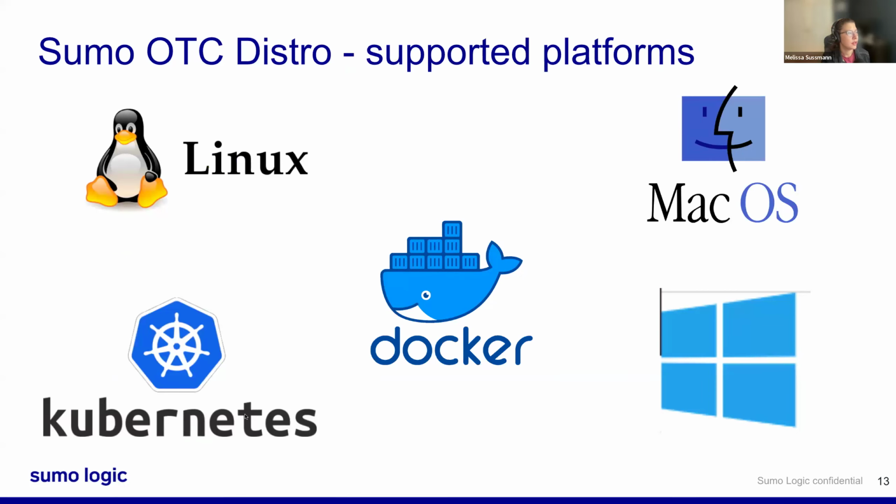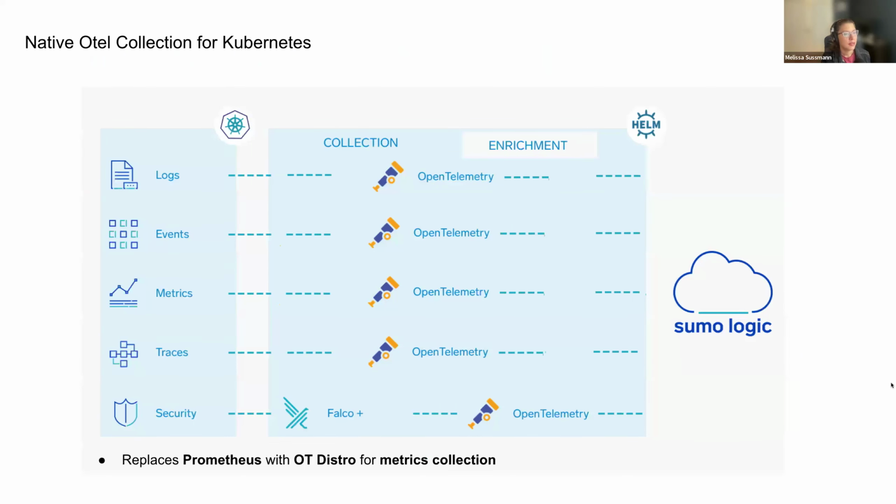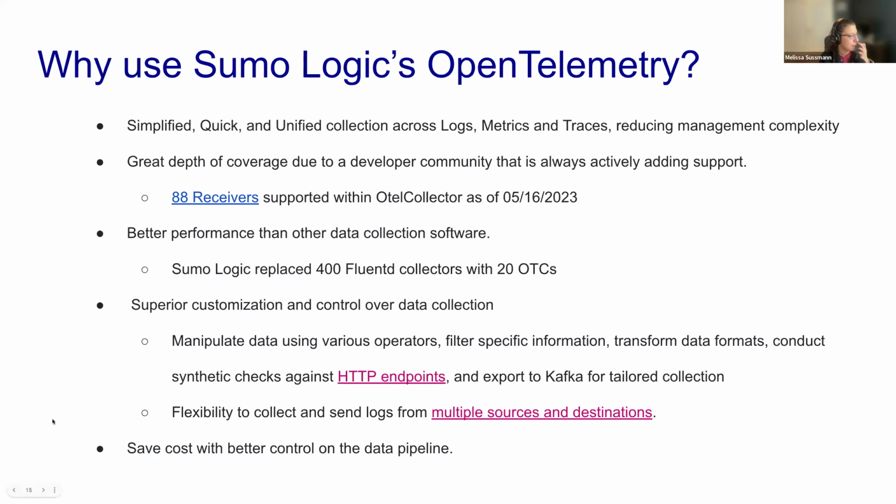So our distro, here's just a set of supported platforms for our distro. Obviously, Linux, Kubernetes is a big one for us, Docker, Mac OS, Windows. And then this is what we've been doing. We were able to replace Prometheus with the OTEL distro for metrics collection. And all of these different signals are ones that we can correlate and plug into our collector directly.